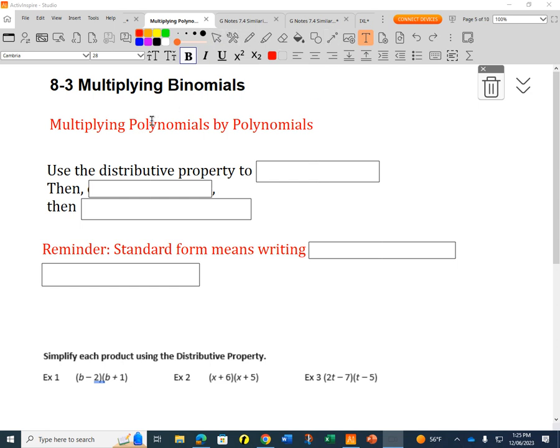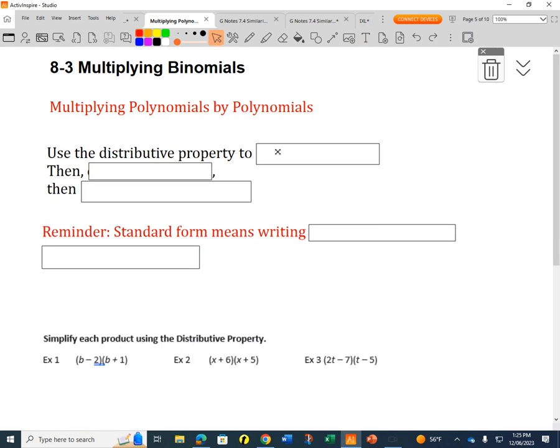Today we're talking about multiplying polynomials by polynomials. Remember, polynomials are monomials, binomials, trinomials, or any other number of terms. It could be a 4-term polynomial, a 5-term polynomial. We first multiplied a monomial times a binomial. That's what we did in 8-1. Then in 8-2, we factored those. Today, we're going to be working on multiplying binomials, so mostly 2 terms by 2 terms.